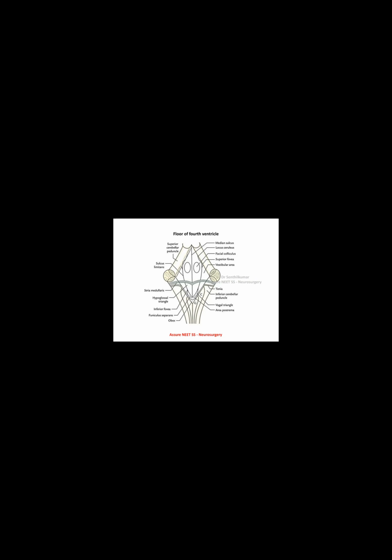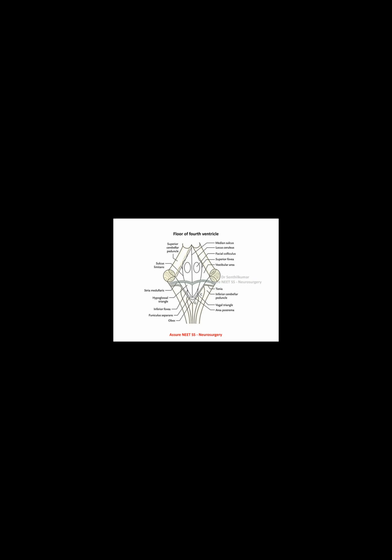Then there are two triangles located in the medullary part, the inferior part: the hypoglossal triangle and then the vagal triangle. Look, even though the hypoglossal nerve is the 12th cranial nerve, the triangle is located above the vagal triangle, which is the 10th cranial nerve. So usually they will confuse in this way only. And then the lowermost part is called obex.